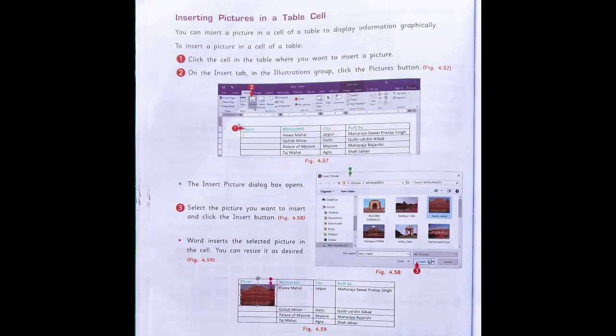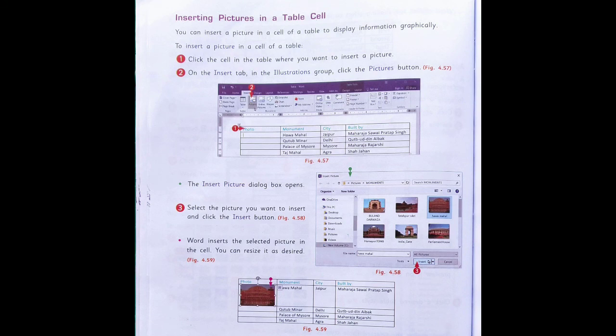Inserting pictures in a table cell. You can insert a picture in a cell of a table to display information graphically. To insert a picture in a cell of a table, click the cell in the table where you want to insert a picture. On the Insert tab in the Illustrations group, click the Pictures button.